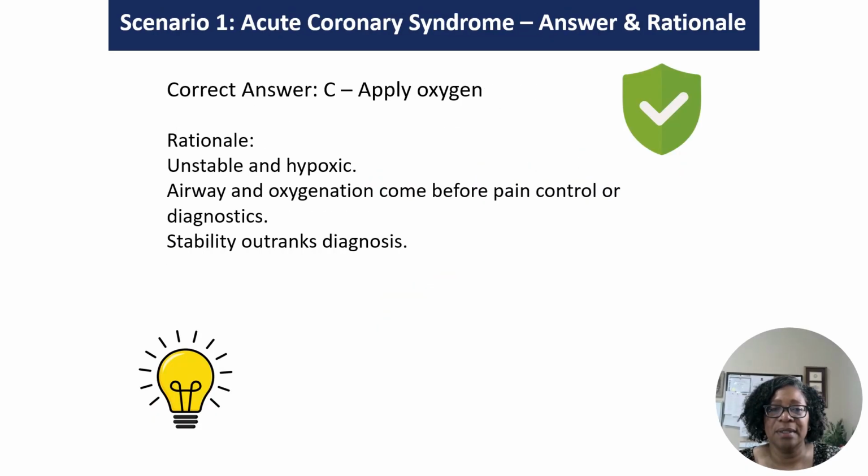Okay, let's move on. So let's walk through this. Is the patient stable? No, they're hypotensive and hypoxic. So what is life threatening? Well, the low oxygenation. So your answer would be C, apply oxygen. You're like, well, why? Well, airway and oxygenation comes first. You can't treat ischemia without oxygen. So notice that you don't panic when it comes to the diagnosis. You want to stabilize the patient first. Okay. So stability always outranks the diagnosis. Let's move on to number two.